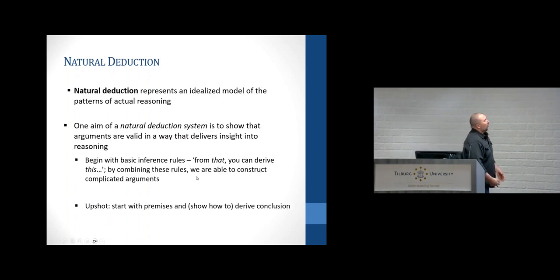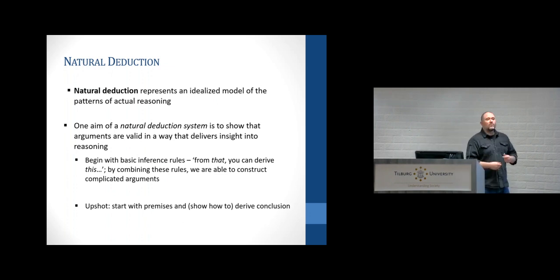Natural deduction represents an idealized model of the patterns of actual reasoning. The aim of a natural deduction system is to show, and one of the big aims, it can do other things too, but one of the big aims is to show that an argument's valid in a way that delivers insight into why.